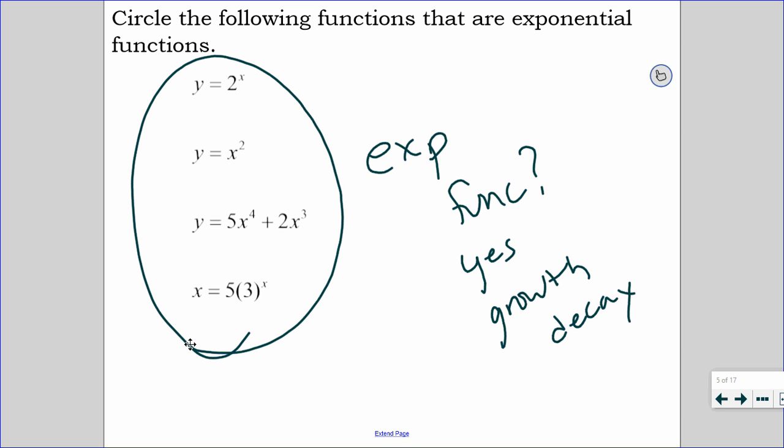Decay or growth. Why aren't the middle two exponential functions? What's wrong with them? Addie, why aren't the middle two? It's actually the same reason. Is it because they're labeling the base as an x? The base is a variable rather than the exponent being a variable.